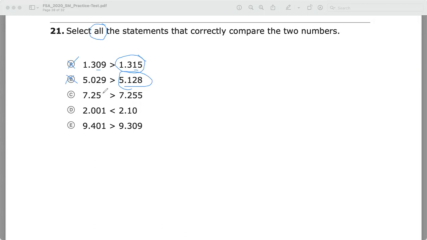Okay, 2.5, if I were to put a 0 as a placeholder, 2.50, 2.55, this one would be the larger number. Again, not true because the small pointy end is pointing at it. This is a smaller number, this is a larger number towards the opening. So here's the larger number, 2.1 compared to 2.0. So this one is true. And 9.4 is greater than 9.3. So this one is also true.